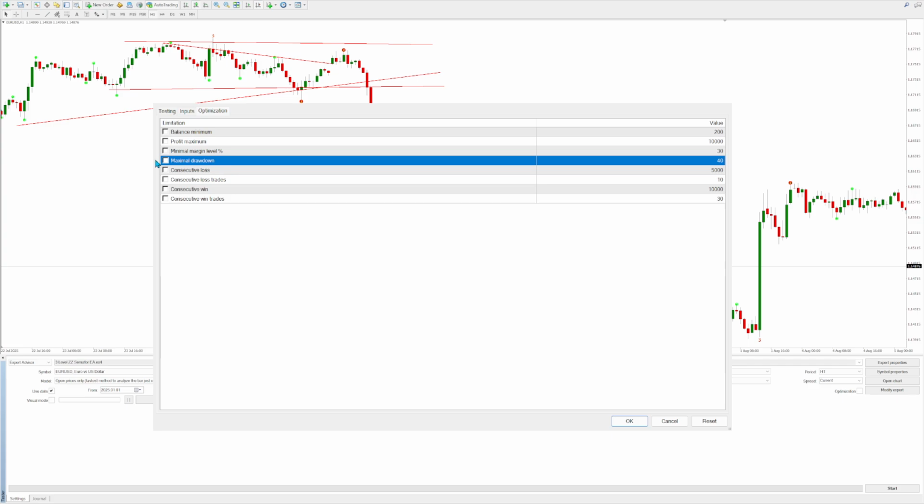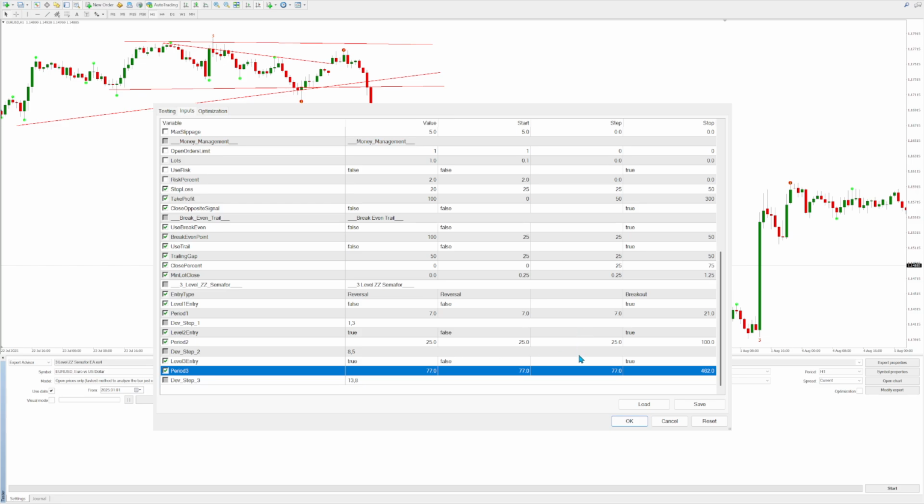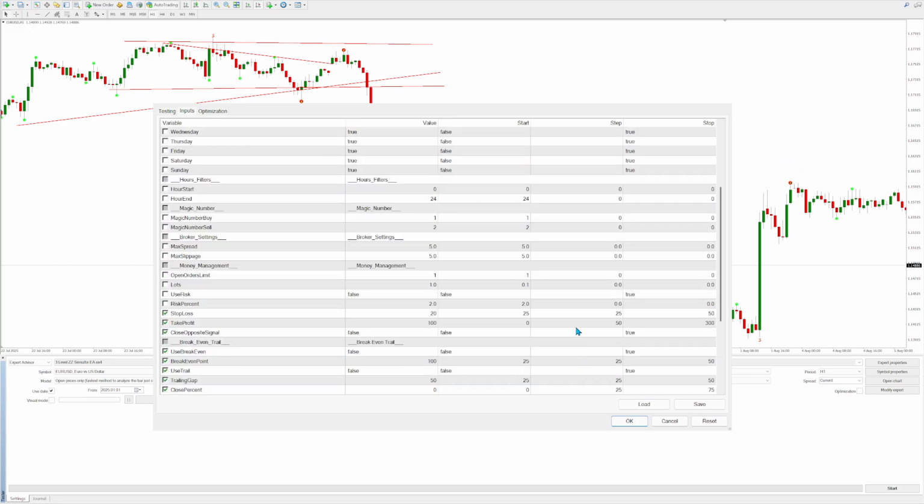So for example, maximal drawdown, if you select that, enter the value here, for example, let's just say 20. This means the results will only be filtered by those with a maximum drawdown of 20. I generally leave these all unchecked because I want to see all results, good and bad, just so I know what works and what does not.